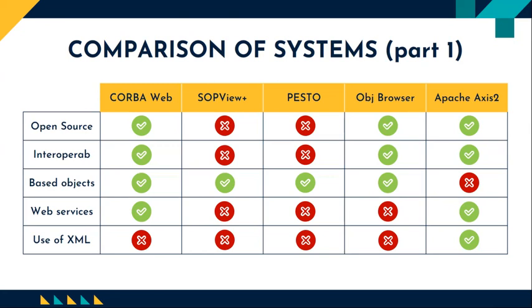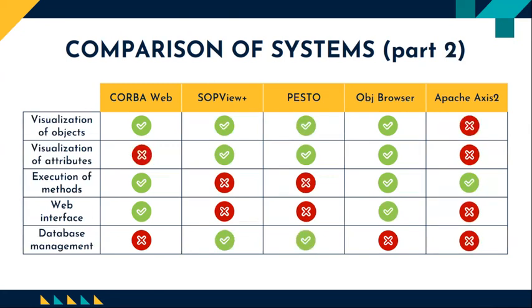The feature web services means that the system supports web services. The feature use of XML, which is the last one of this table, indicates that the system uses XML as a means of communication between the client and the server.